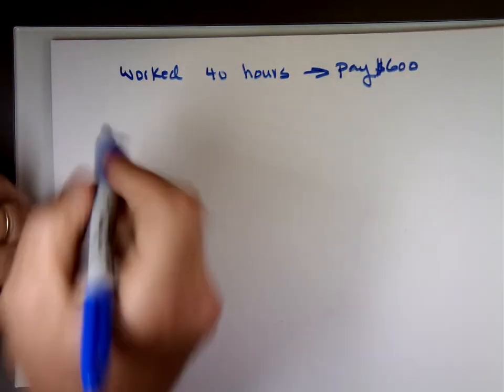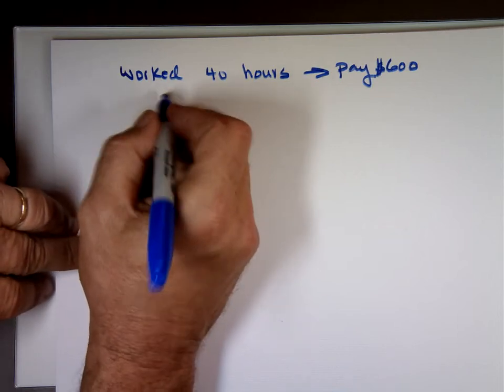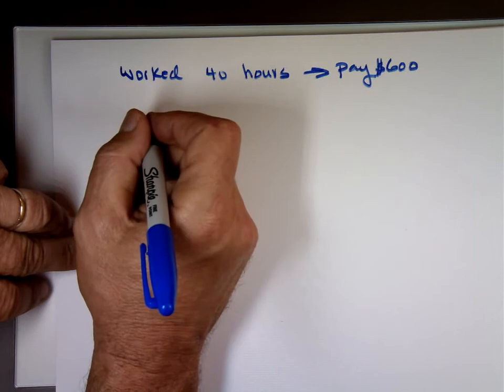You better be making more than 600 for 40 hours. Well, because you were on the phone a lot, so they didn't pay you much, Maria.